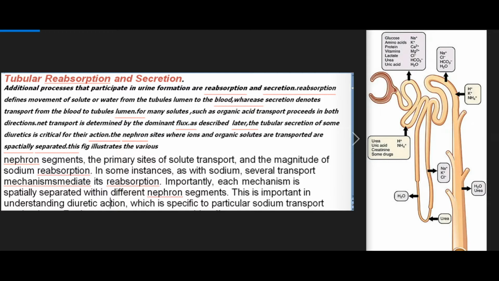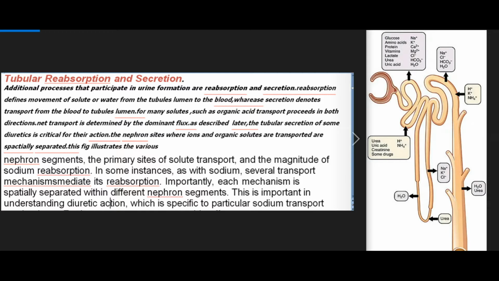As described later, the tubular secretion of some diuretics is critical for their action. The nephron sites where ions and organic solutes are transported are spatially separated. This figure illustrates the various nephron segments, the primary sites of solute transport, and the magnitude of sodium reabsorption.